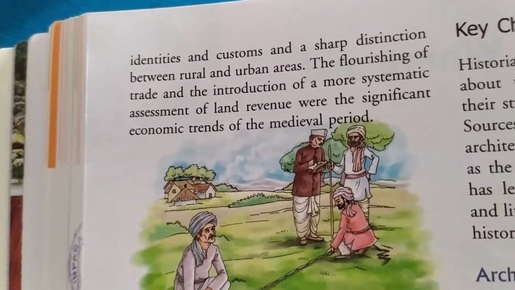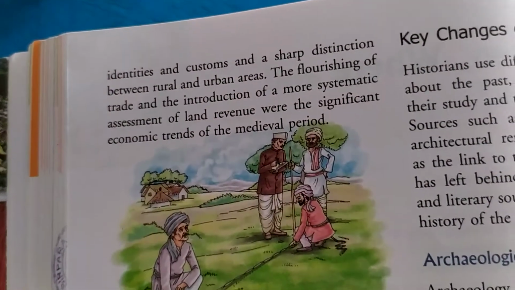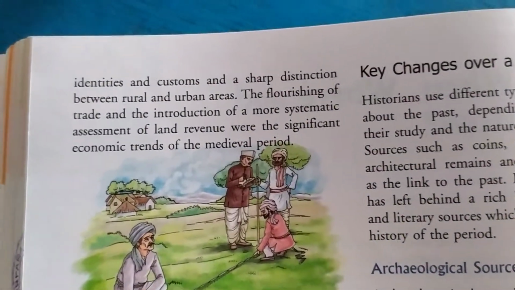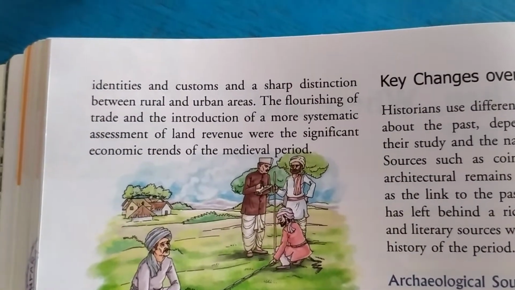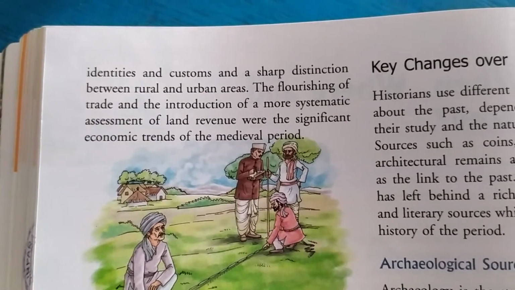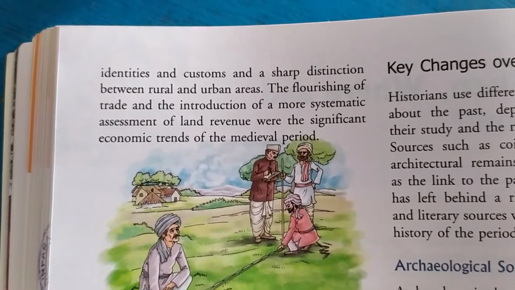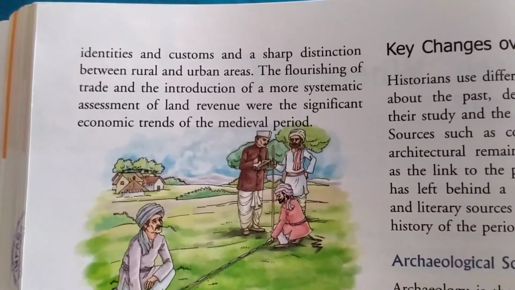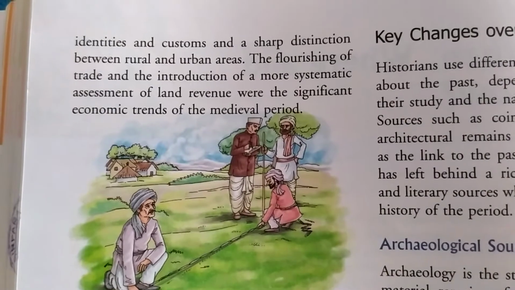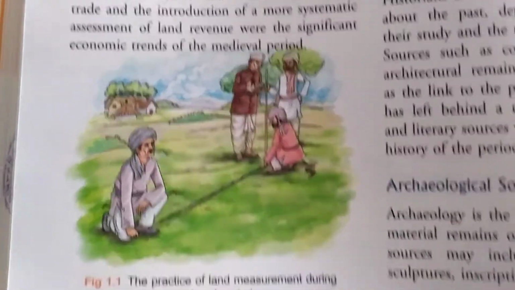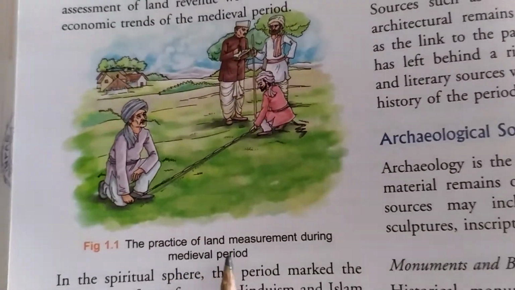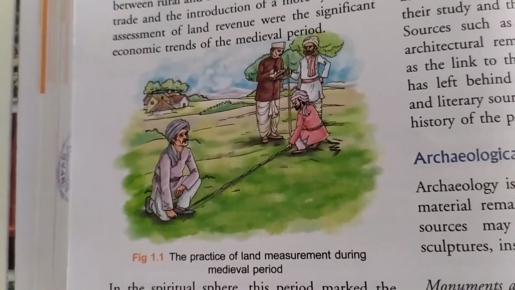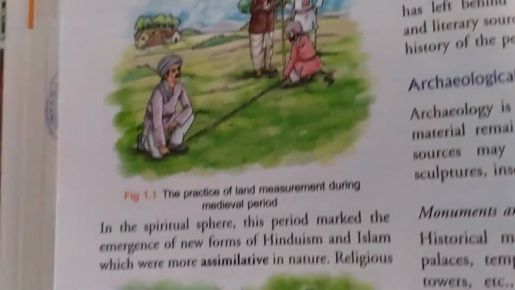So during the medieval period, different people and different officers were appointed in the rural and urban areas, and they were given land in a systematic order, and while giving the land, the nobleman or the officers used to charge land revenue or taxes in order to run their economic administration in a better way. As you can see in this picture, the practice of land measurement during the medieval period. So in this way they used to measure the land in the medieval period.